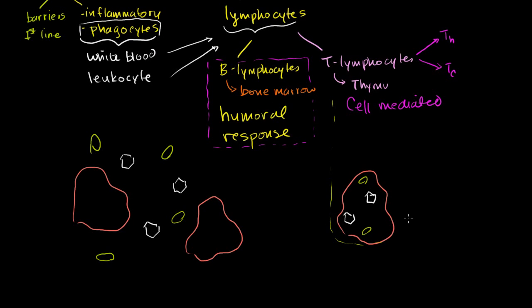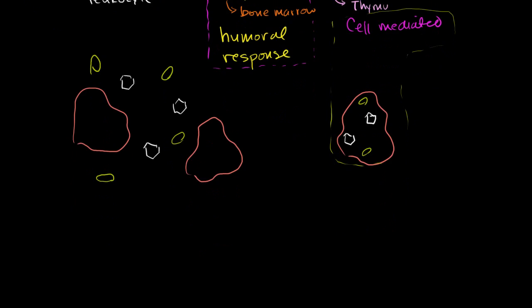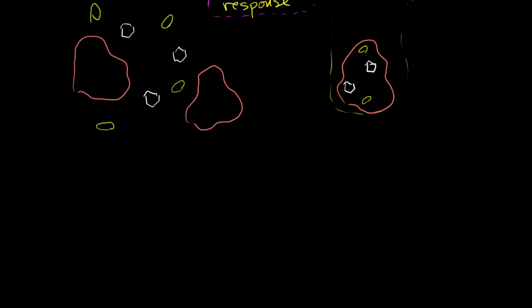But let's just talk about the humoral response right now that deals with B lymphocytes. So B lymphocytes, or B cells, let me do them in blue, B for blue. So let's say that that is a B lymphocyte. It's a white blood cell. It's a subset of white blood cells called lymphocytes. It comes from the bone marrow.